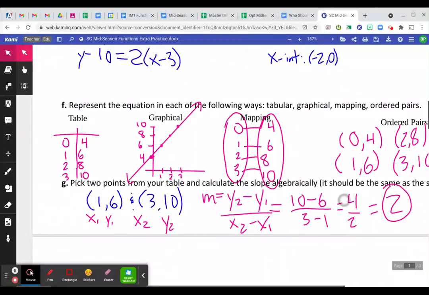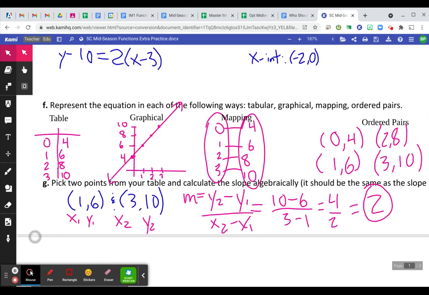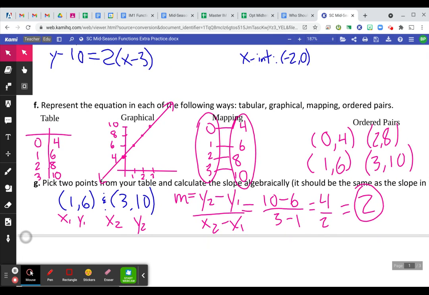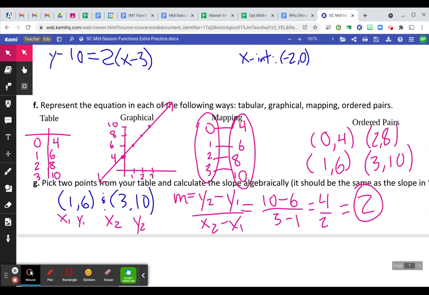Lastly, on part G, and this is going to be a big part of your midterm tomorrow, you're going to have to do this. So make sure that you study up on how to determine the slope algebraically. I just chose (1, 6) and (3, 10). You could have gone (0, 4) and (3, 10), or (1, 6) and (3, 10). It doesn't matter.